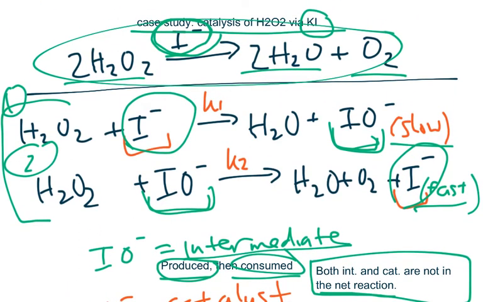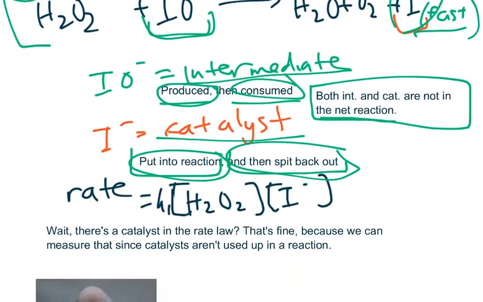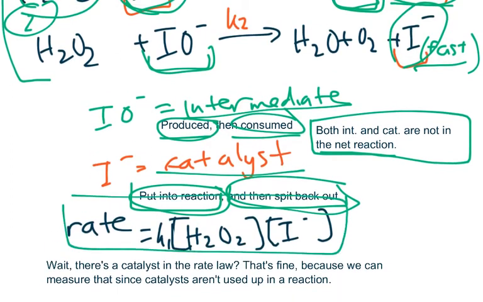The rate law will be the rate determining step, so the rate determining step will be the slow step, and thus we have to find the rate law of the slow step to get the rate law of the reaction. So the rate law of the slow step is going to be K1 times the concentration of I- times the concentration of H2O2, and you get that.